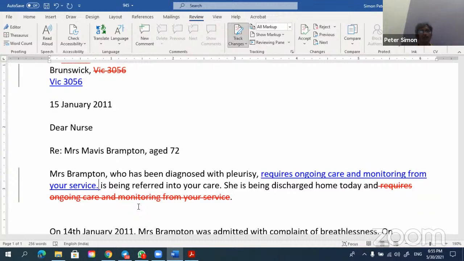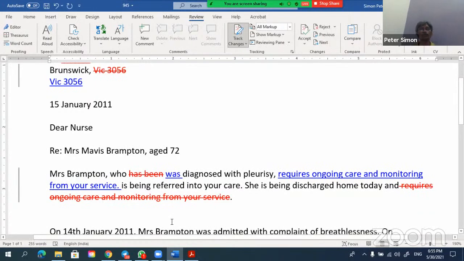Now, Mrs. Brampton, who has been diagnosed with pleurisy. Here you can use simple past. Just say who was diagnosed. It's better. Mrs. Brampton, who was diagnosed with pleurisy three or four days back. Diagnosed, finished. Recently means diagnosed today or recently. If you use recent, past means present. Recently happened means present tense.